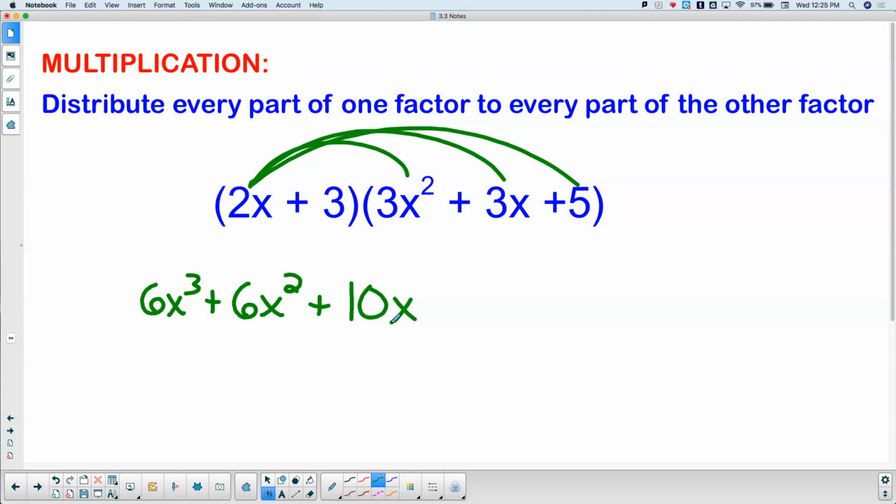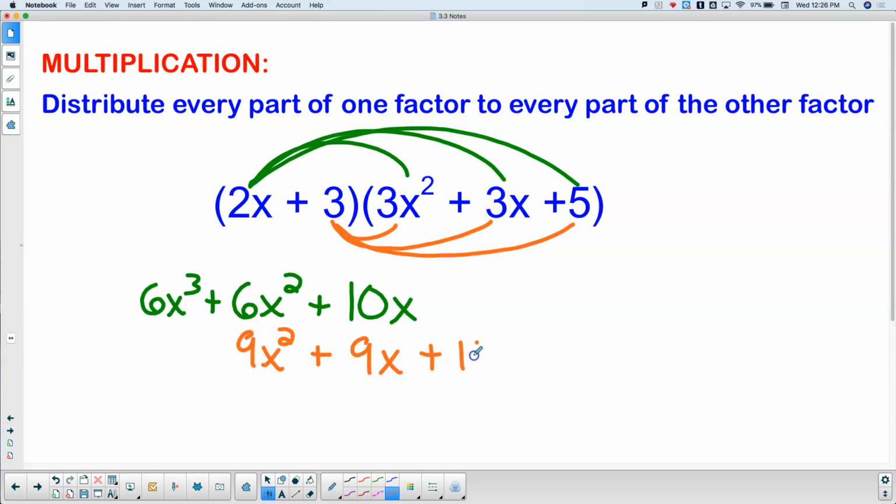Would everybody agree with that statement? Okay. Then what I'm going to do is take the 3 and distribute it into all 3 of those. I would normally write plus 9x squared, but I'm going to write 9x squared right there. My next term is plus 9x. My next term is plus 15.